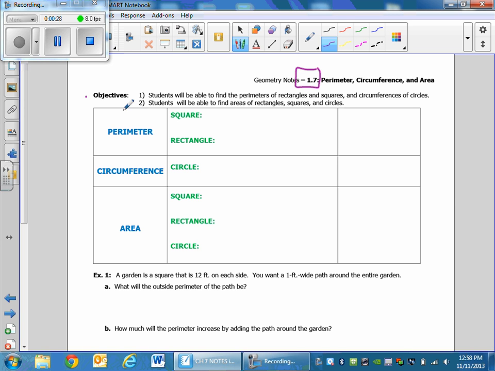So our objective, students will be able to find the perimeter of a rectangle and square, and the circumference of circles. So perimeter is of the parallelograms, and then the perimeter of a circle, we call that circumference. And then area, rectangle, square, and circle. So to find the perimeter of a square, we have to add up all the sides. So write these things down with me.